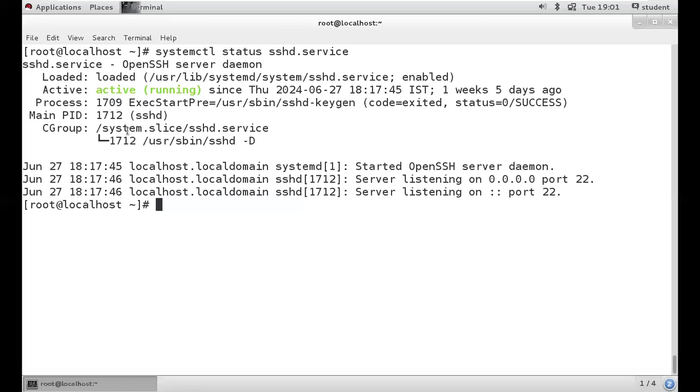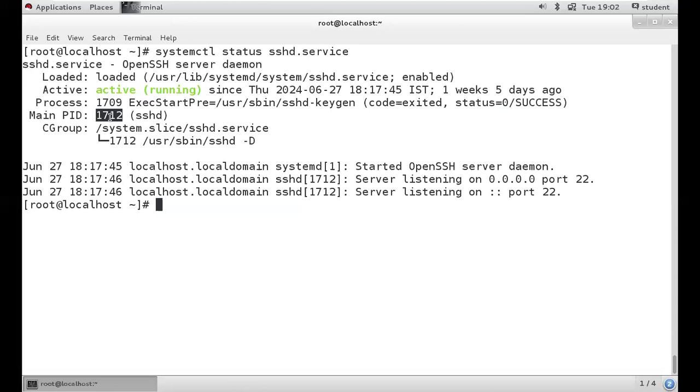And this is the process ID. Don't bother about this process ID; you need to bother about this one. This is the main process ID to identify the process. Each and every service has one process ID. The kernel assigns those process IDs while the operating system is starting, like 1, 2, 3, 4. In the same way, 1712 is the process ID for SSHD. We will have many such services in our operating system.